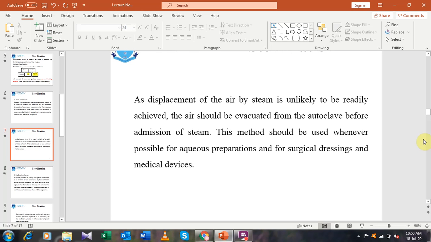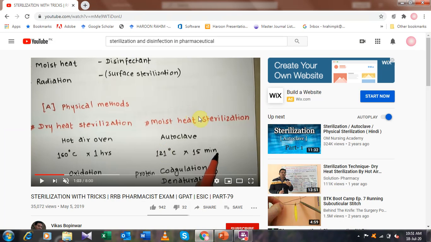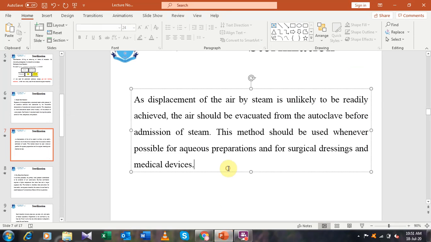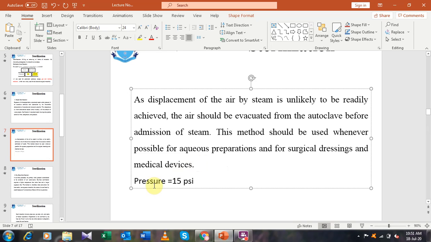Before going further, I am going to tell you the specific temperature. Batch sterilization, including autoclaving, is one example of steam sterilization, and here a temperature of 121 degrees centigrade is maintained for 15 minutes, and remember that the pressure is also 15 psi. Psi is a pressure unit, pounds per square inch.